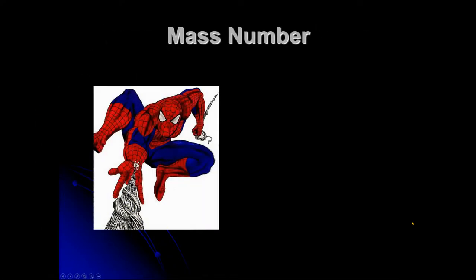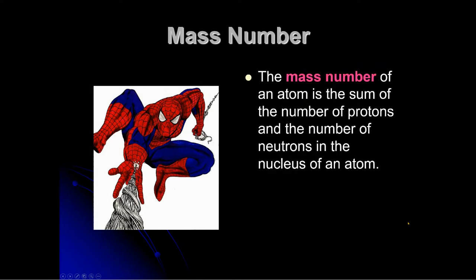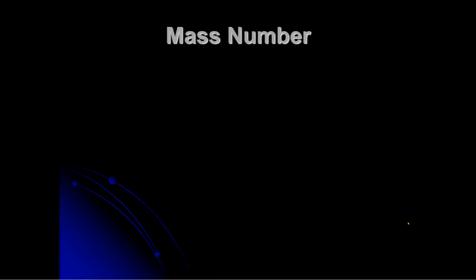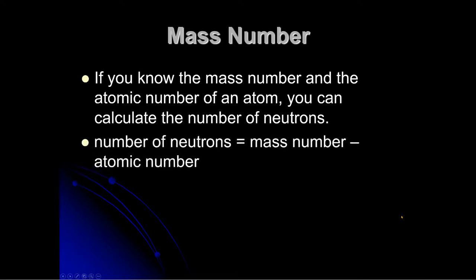The mass number. The mass number of an atom is the sum of the number of protons and the number of neutrons in the nucleus of an atom. If you know the mass number and the atomic number of an atom, you can calculate the number of neutrons. Number of neutrons equals the mass number minus the atomic number.